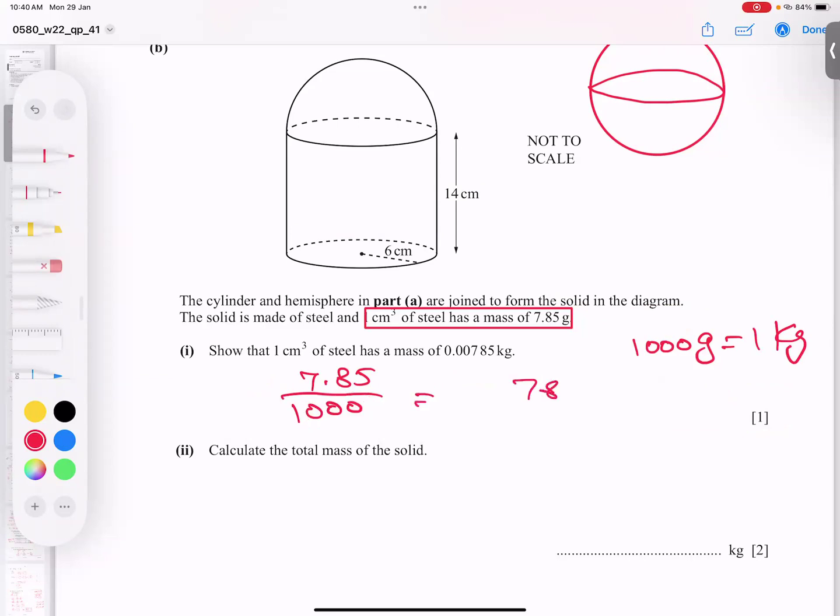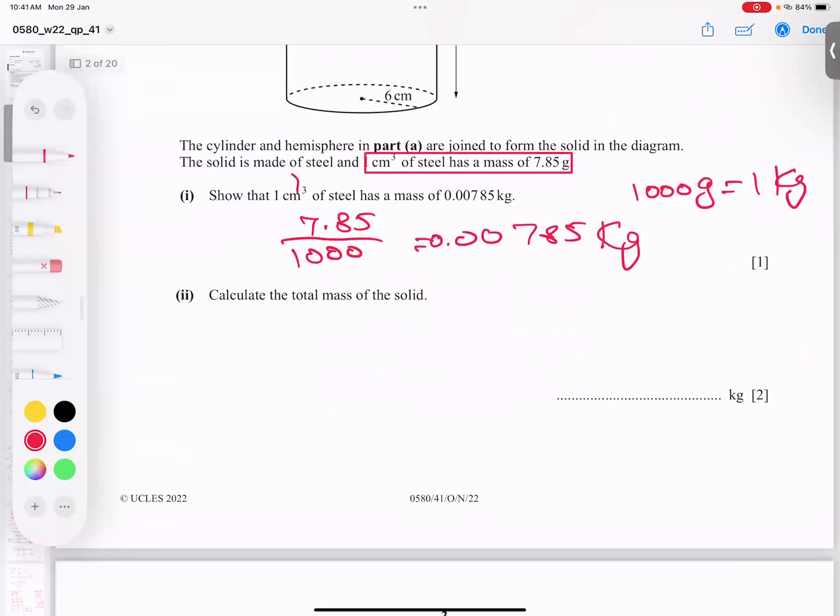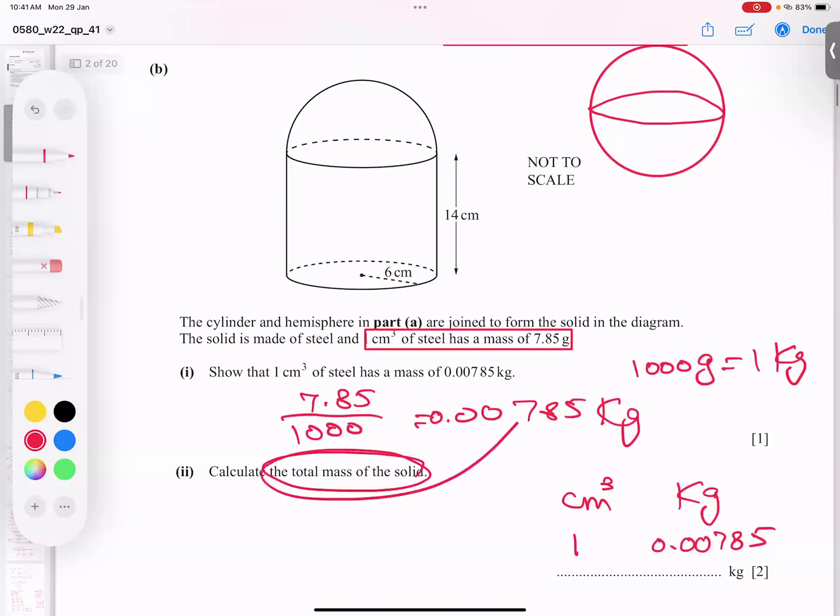So look, I'll show you. Decimal is actually here, so 1 jump, 2 jumps, and 3 jumps. So this is my final answer, which is exactly matching that. So kilogram. It means I got a connection here, 1 centimeter cube is actually this many kilograms. So I wrote centimeter cube, and this time I'm writing kilogram. 1 centimeter cube is actually 0.0785 kilogram. Now he is asking to find the total mass of this solid.